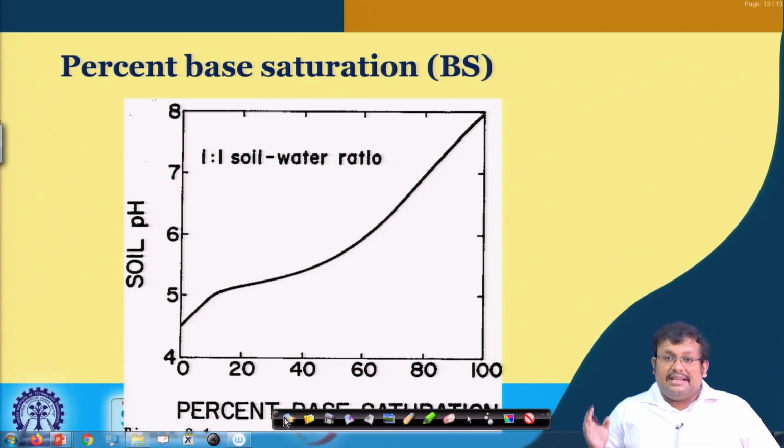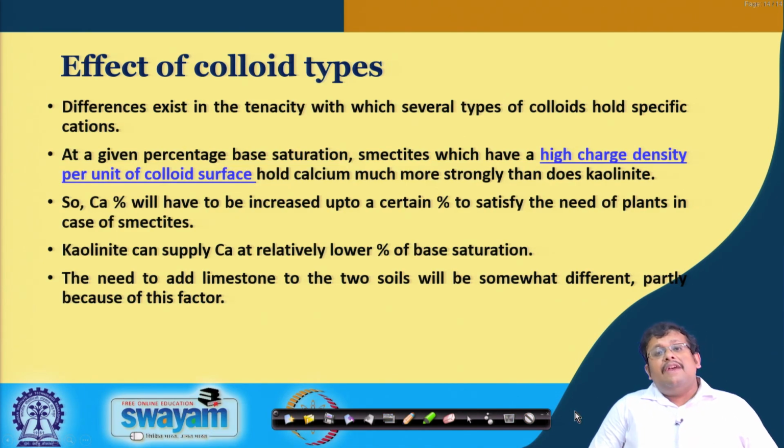Percent base saturation is an indicator of soil fertility. Remember, it is basically the fraction of the CEC accounted for by calcium, magnesium, sodium and potassium, and it does not include the aluminum and H plus ions, which are also part of the CEC calculation. Okay. Now, the effect of colloid types: let us see what the effects of different colloid types are on cation exchange capacity.